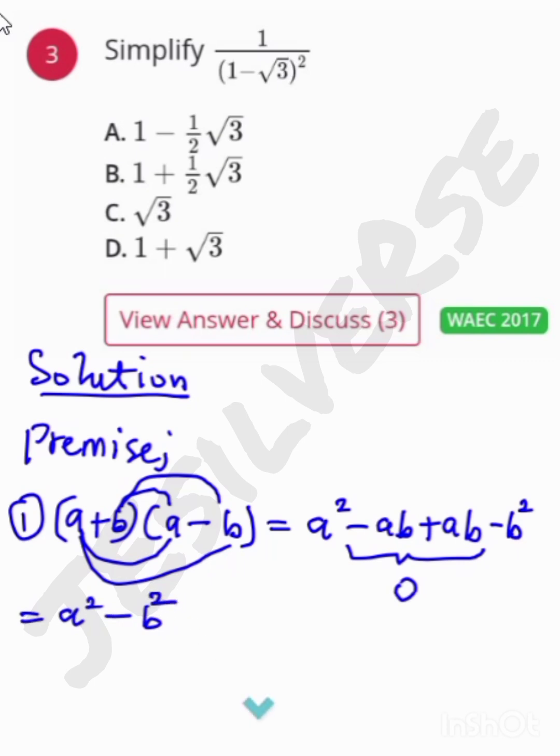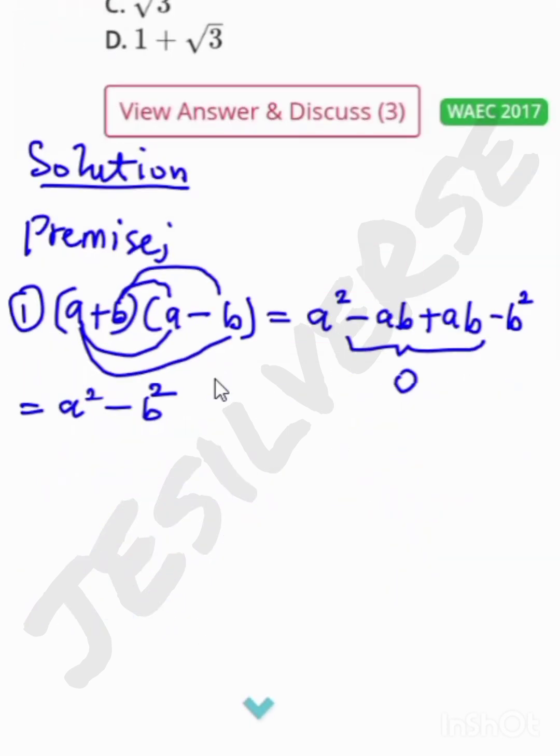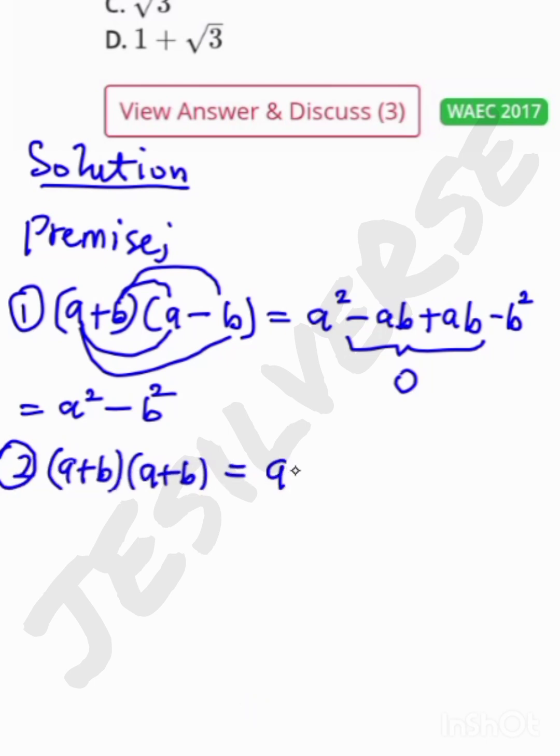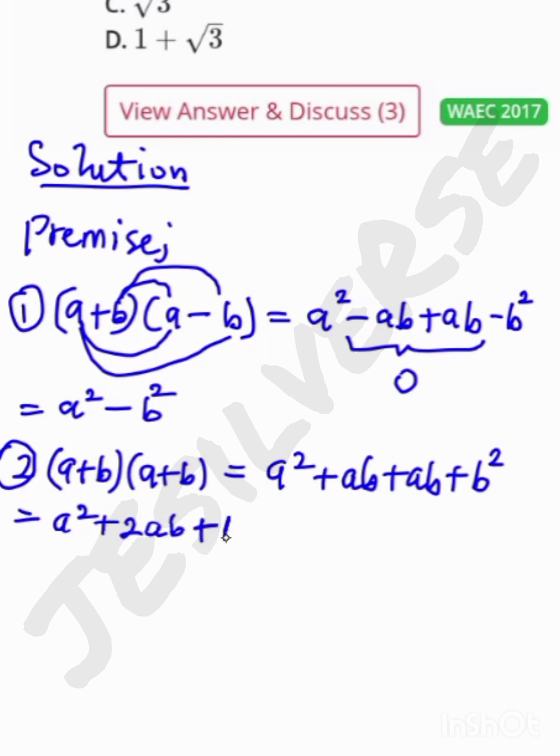Then the second premise looks similar, but in this case it is a perfect square, where we have a plus b in a bracket, times a plus b in a bracket. We follow the same steps as for the first premise, but this time the outcome is a little different: a squared plus ab plus ab plus b squared, which at the end of the day is a squared plus 2ab plus b squared.